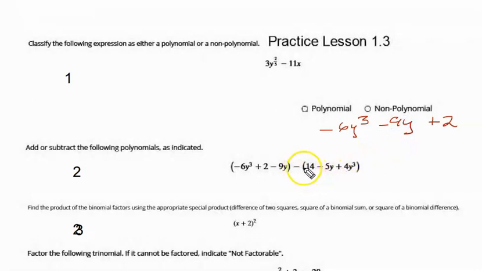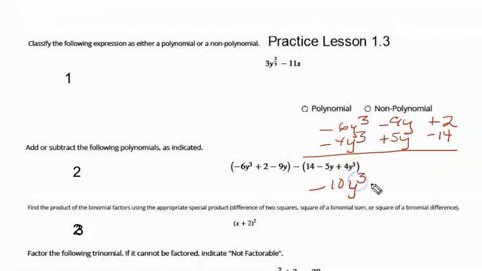So as I change the signs and remove the parenthesis, this is going to be a negative 14. So I'll put that in this column. This is going to be a positive 5y. This column. This is going to be a negative 4y to the third. So now that they're in like term columns, it's just a matter of adding them up. A negative 10y to the third minus 4y minus 12. And that is the answer.